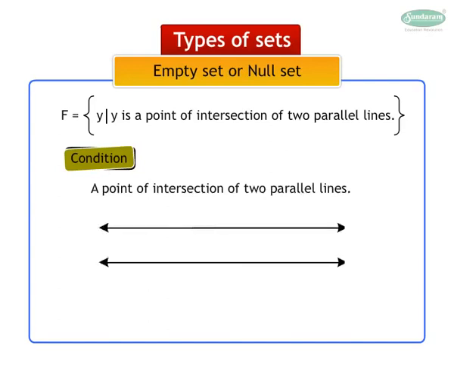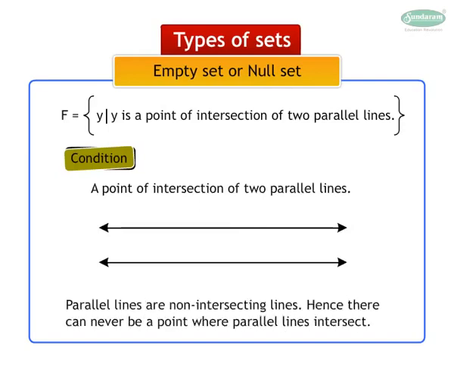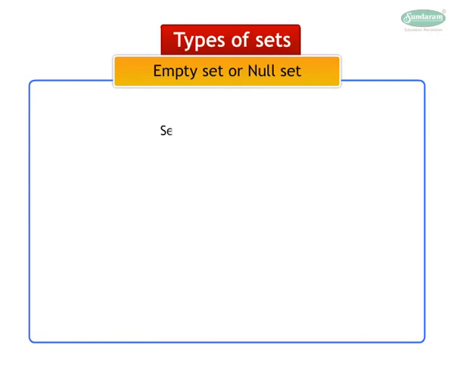Now, do parallel lines intersect? Definitely not. Parallel lines are non-intersecting lines. Hence, there can never be a point where parallel lines intersect. Hence, no point will satisfy the given condition. So there will be no element present in set F. Such a set is called an empty set or null set. It is represented by writing set F is equal to null set or by the symbol ∅, a zero with a vertical line on it. It can also be represented by two curly brackets with no elements written within the brackets.